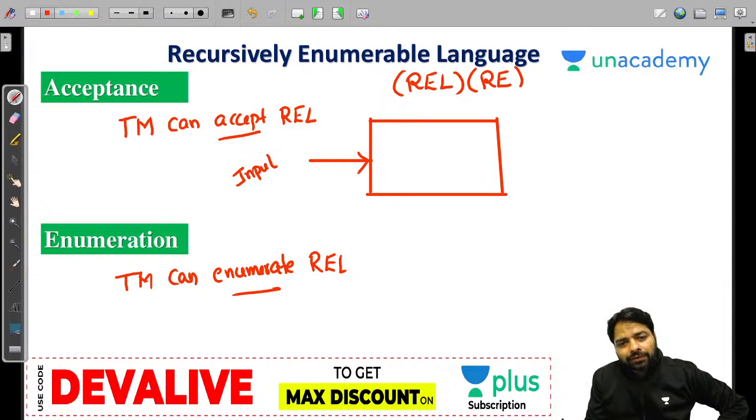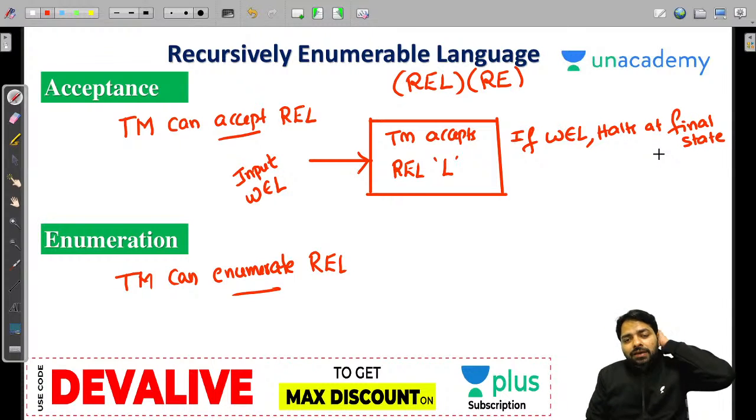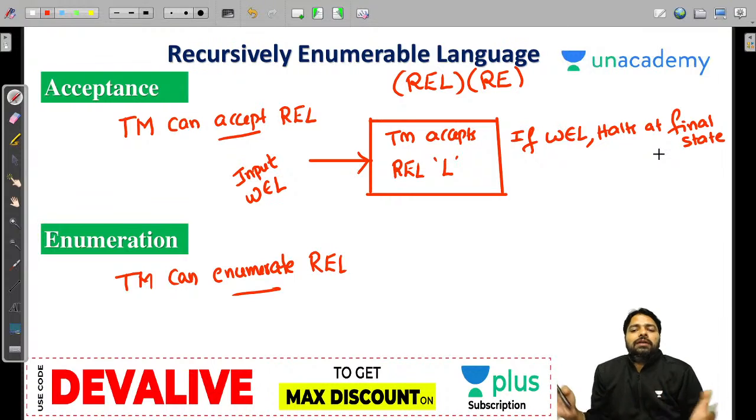That input belongs to the language. Let's say W belongs to L. This TM accepts some REL, you can say L is the language. Here the behavior is, if W belongs to L, it definitely halts at final. It means the string is accepted. Every string that belongs to L is going to halt at final. If the string does not belong to L, it is guaranteed it will not halt at final, but you do not know whether it halts at non-final or goes into an infinite loop.